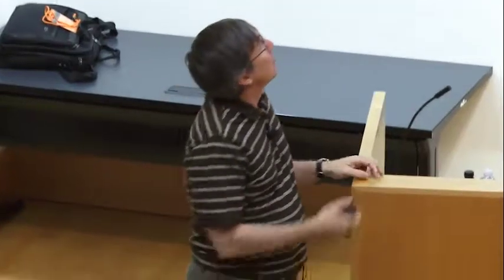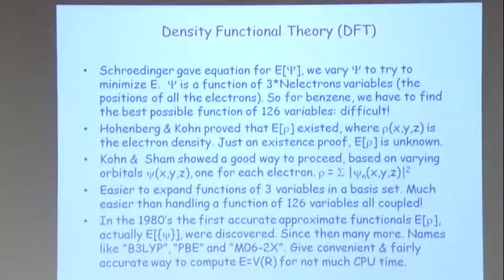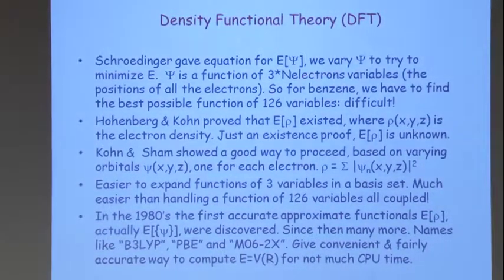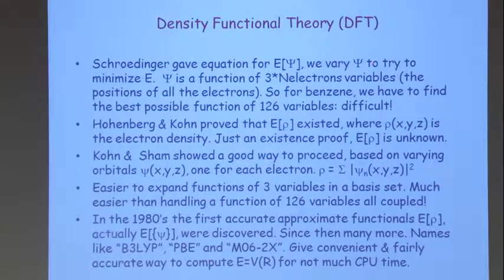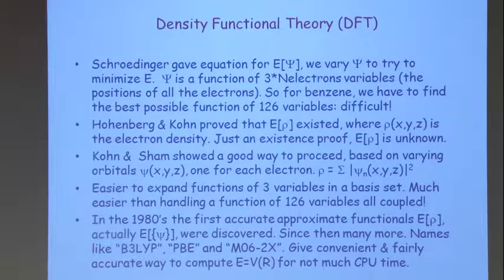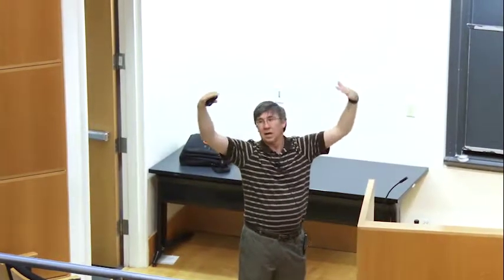Okay, so what the heck is DFT? So Schrodinger wrote down this equation that, if you knew the wave function, tells you how to compute the energy. And with methods like the CI method, we're varying the wave function and trying to minimize the energy, right? That's why I told you the CI method guarantees to give you an upper bound, and you keep trying different basis expansions to get a better estimate of the wave function, and each time you do it better and better, you get a lower energy. So that's what Schrodinger told us how to do.